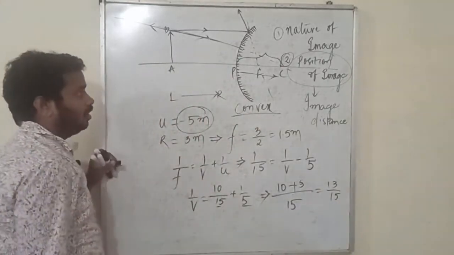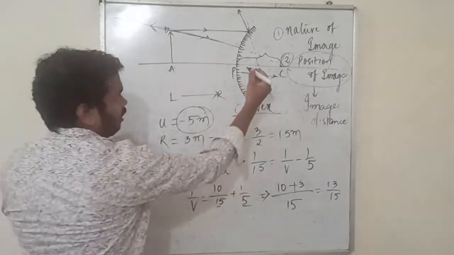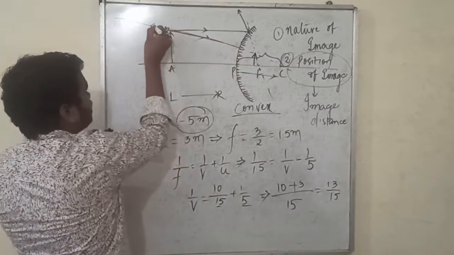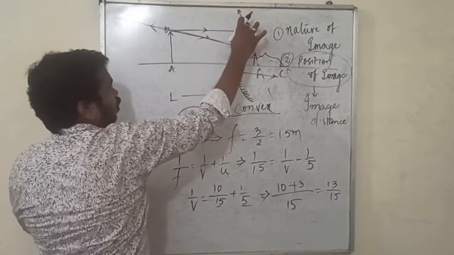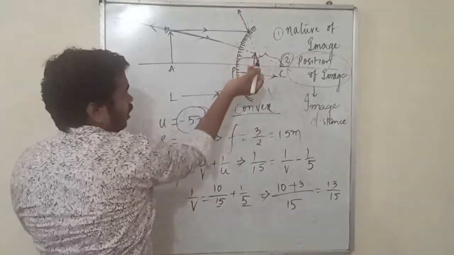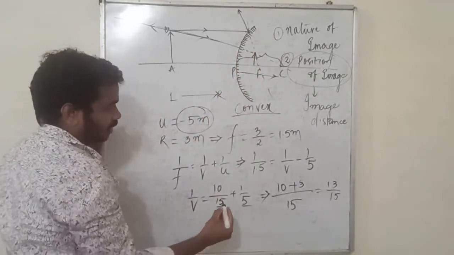It is positive. The image is positive. See, the image was formed here. If you can see the reflected rays, this is a reflected ray and this is a reflected ray. Both the reflected rays are extended back. They meet at this point. Now you see 13 by 15.